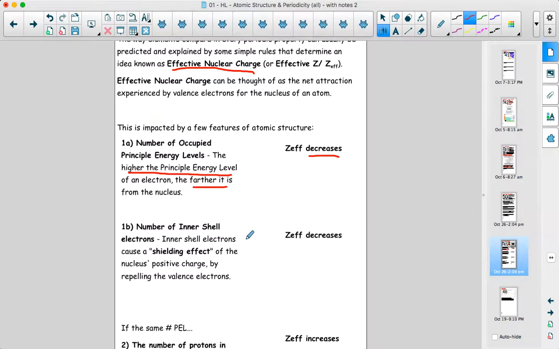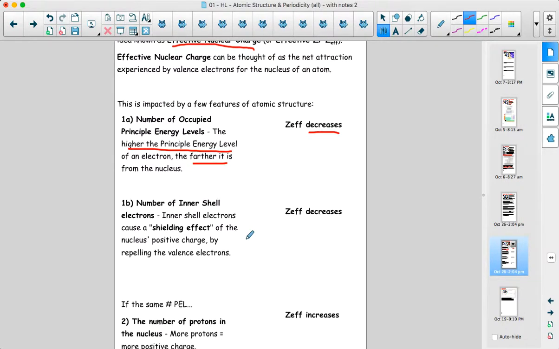But actually, that effect is so big that when you're in the second energy level, you experience a far less attraction than in the first energy level, really even more so than you might predict just from the difference in distance from the nucleus.